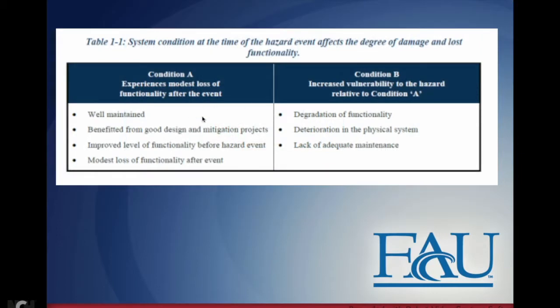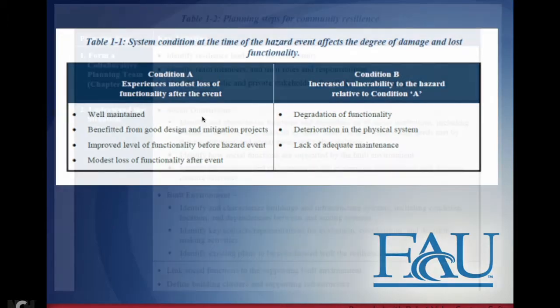So condition A experiences a modest loss of functionality after the event. The system is well maintained. It benefited from good design and mitigation projects, improved level of functionality before a hazard event, and modest loss of functionality after the event, as opposed to condition B, which had increased vulnerability to the hazard relative to condition A, degradation of functionality, deterioration in the physical system, and lack of adequate maintenance.